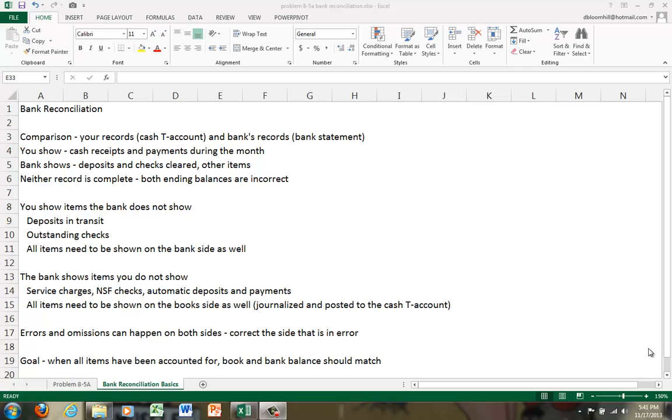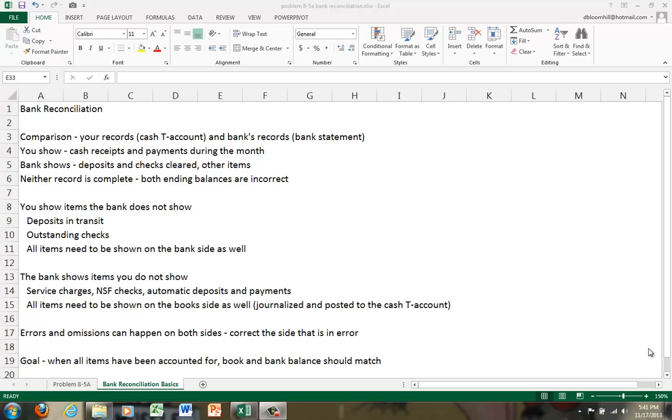So what your records are going to show are all your cash receipts and payments during the month. But the bank is going to show all of the deposits and checks that have cleared at the bank and other items such as security deposits and automatic payments. If you think about it, neither record is really complete. The bank has done things you don't know about, you have done things that the bank doesn't know about, so both ending balances are incorrect. Let's take a look at both sides.